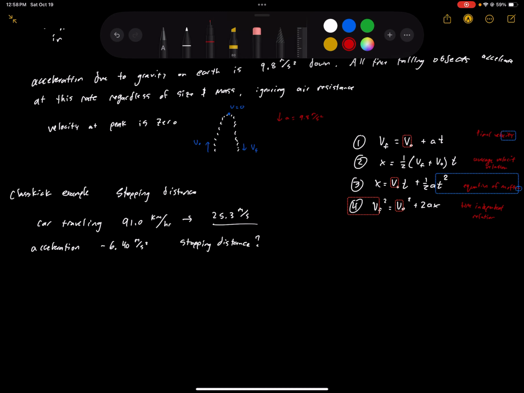Keep in mind, you can only do that when the acceleration is uniform, but that's going to be the case for pretty much all the problems we're dealing with. But just keep that in mind. The acceleration has to be uniform. The third equation just comes from the definitions of what velocity and acceleration are. And the final equation, if you combine these together, you end up with the time-independent relation.